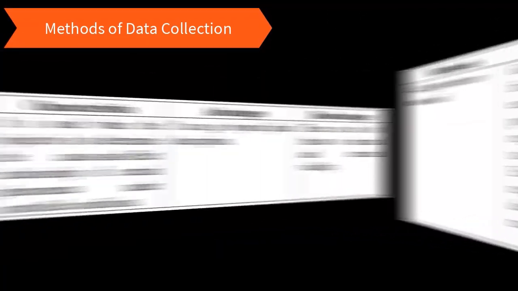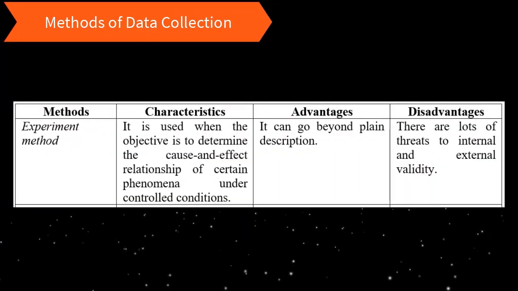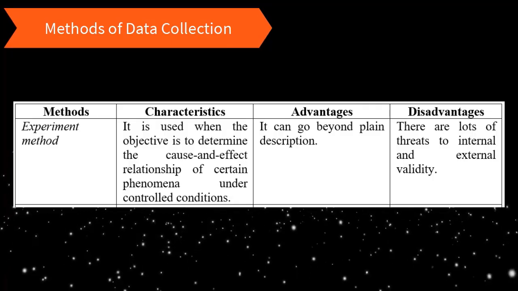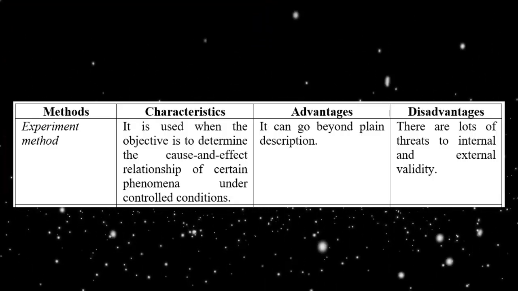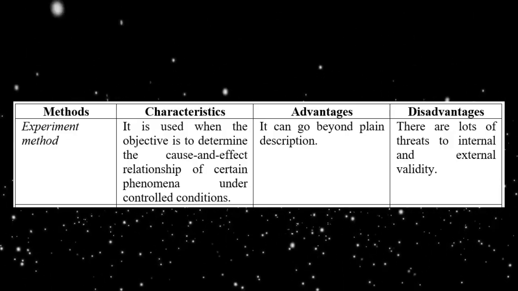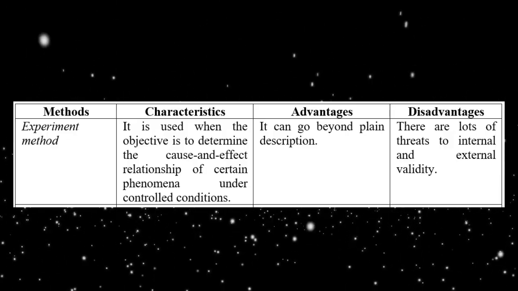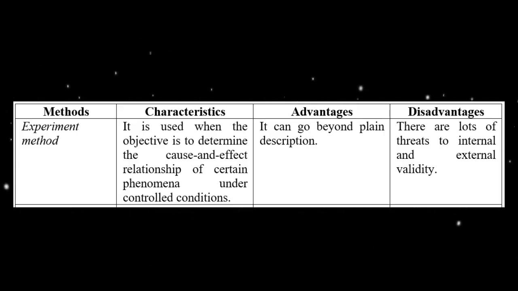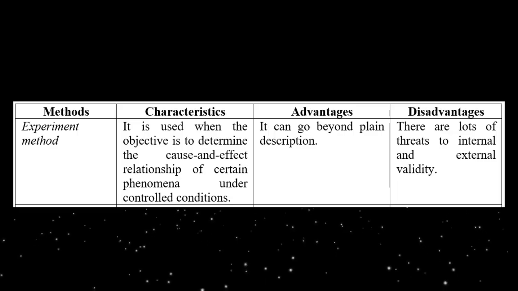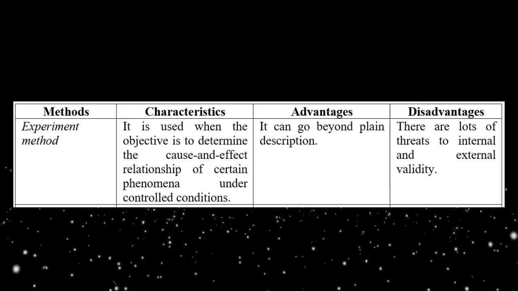And last method is the experimental method or experiment method. It is used when the objective is to determine the cause and effect relationship of certain phenomena under controlled conditions. Experiment method can go beyond plain description, but there are lots of threats to internal and external validity.